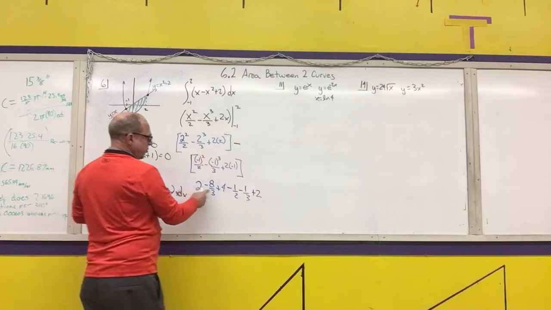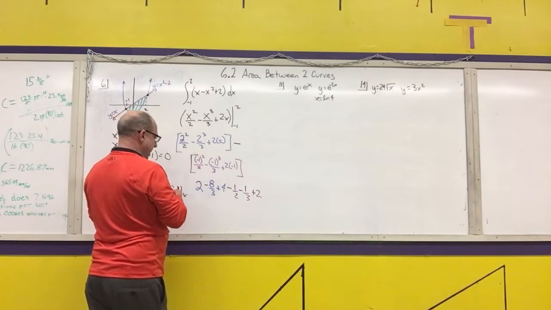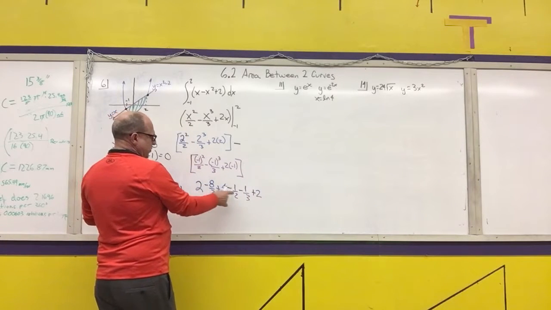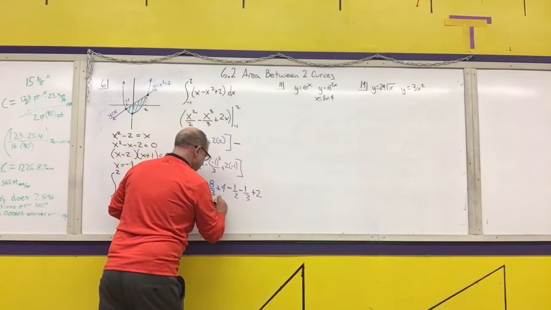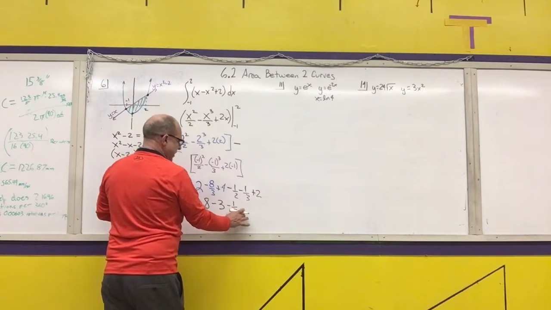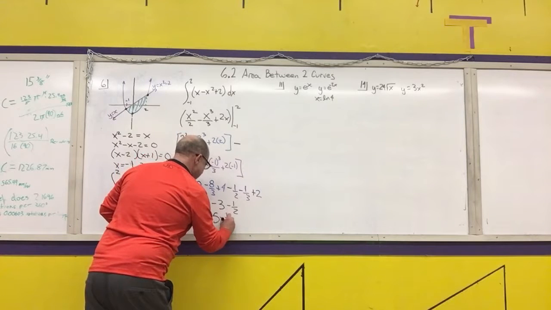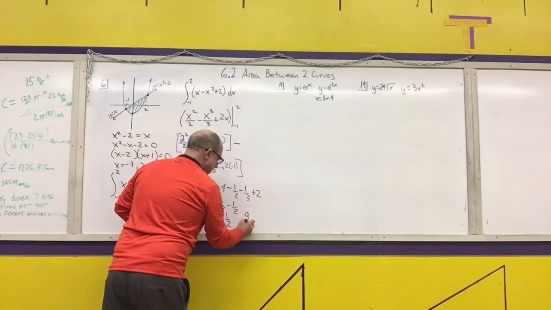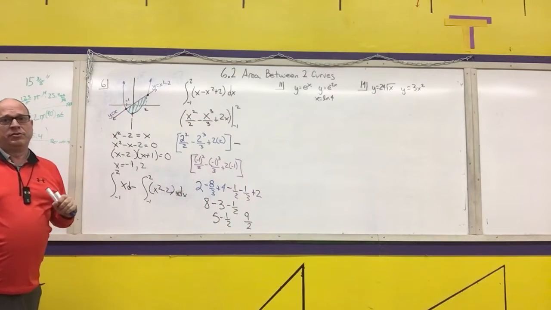And I have 2 plus 4 is 6, plus 2 is 8. -8/3 minus 1/3 is -9/3, which is minus 3, minus 1/2. That gives me 5 minus 1/2, which is 10 halves minus 1/2, which is 9 halves, or 4.5. And that would be the area in between those two curves.